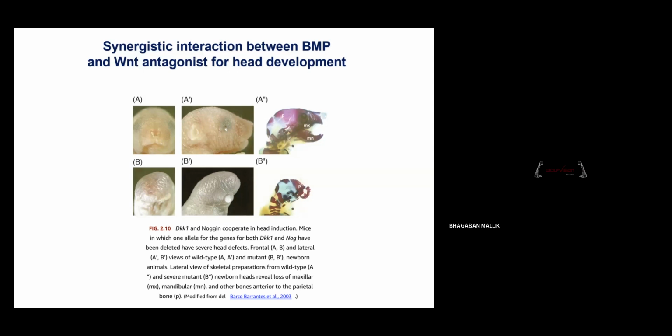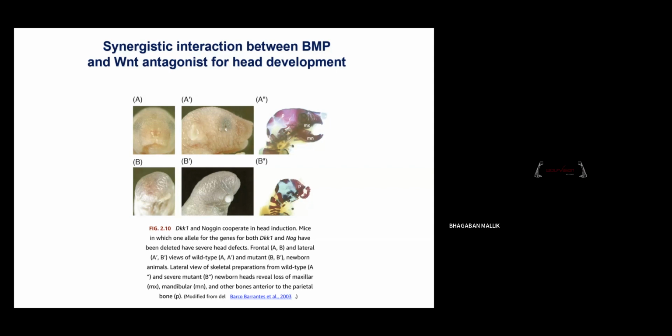So this is the normal mouse where you have normal expression of DKK1 that I talked about in the previous slide, or noggin. We know that noggin is an inducing molecule, which induces the formation of neurons. So these are the wild type mouse, and you have normal formation of these bones.